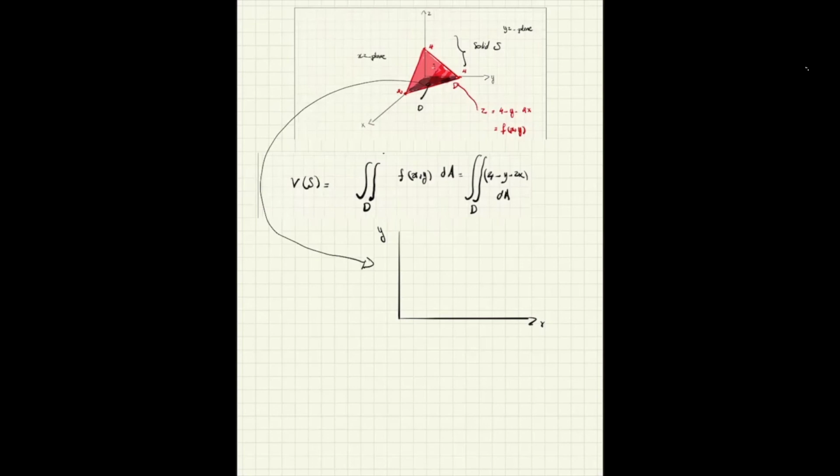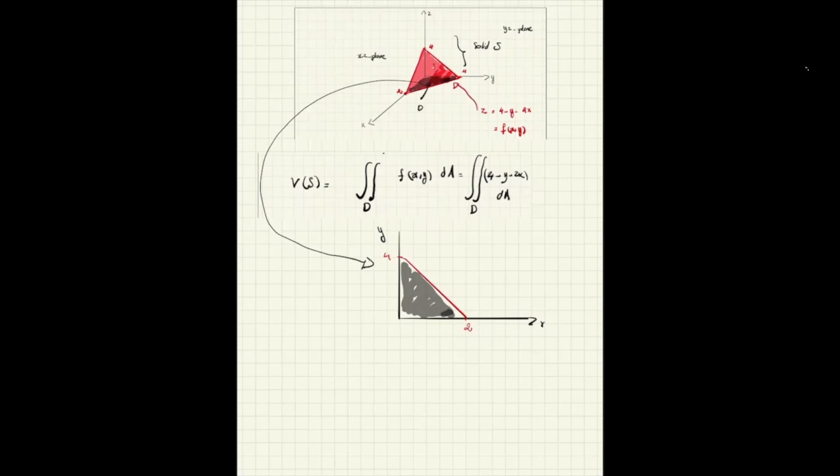So we have 2, and we have 4, and then we have the line, right? And then we have our region B, right? Now you have to choose which one you want to do. You can do both of them here, but they will give you the same answer.